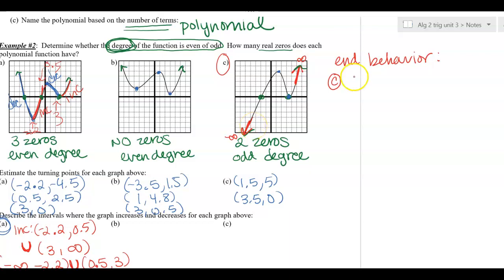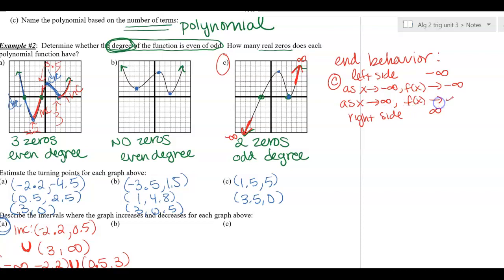What we want to say, what we're thinking in our head, is that the left side goes to negative infinity and the right side goes to positive infinity, but that's not the mathematically correct way to say it. So what we're going to say is, as x goes to negative infinity, that tells me you're on the left. f of x goes to negative infinity, that tells me you're going down. And as x goes to positive infinity, that means you're on the right. f of x goes to positive infinity.